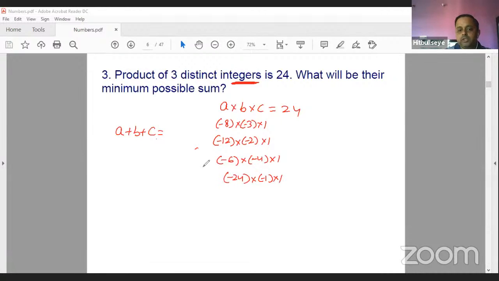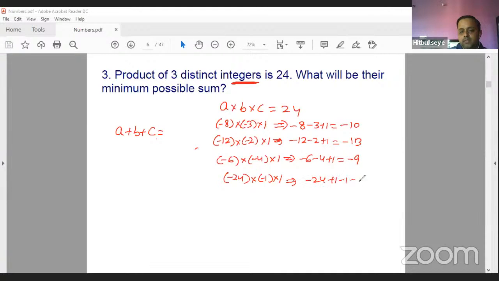Now, what do you think? Which triplet will give you the least sum? The sum in the first case, numbers used are -8, -3, and 1, is -10. In this case, it is -12, -2 plus 1, which is -13. Here they are -6, -4 plus 1, meaning -9. In this case, they are -24, plus 1 and -1, so -24. So the minimum sum is -24. That can happen if you take the numbers to be -24, -1 and 1.